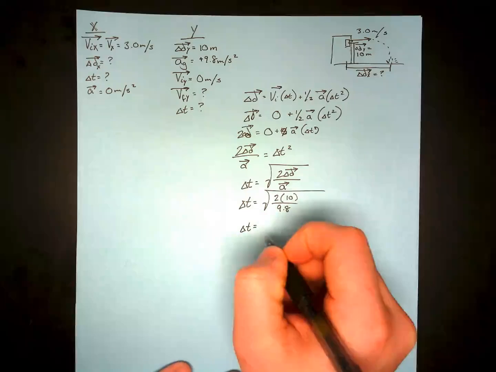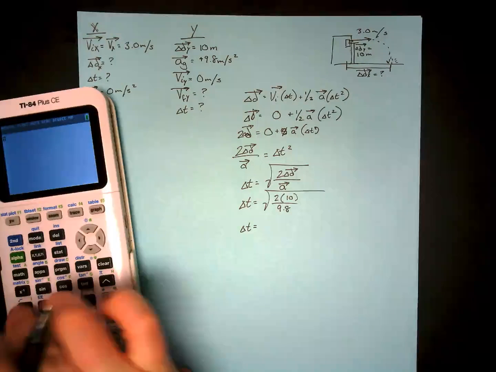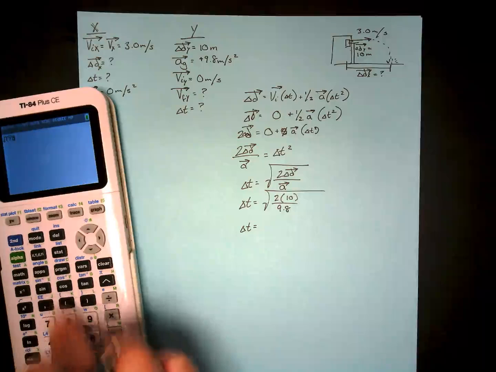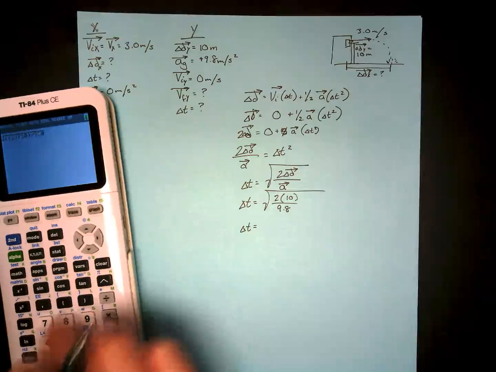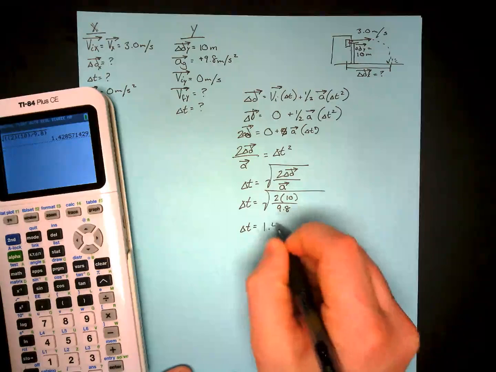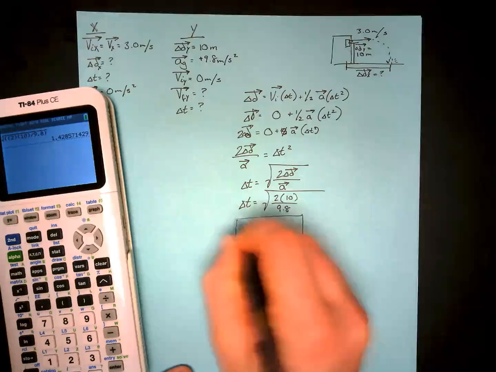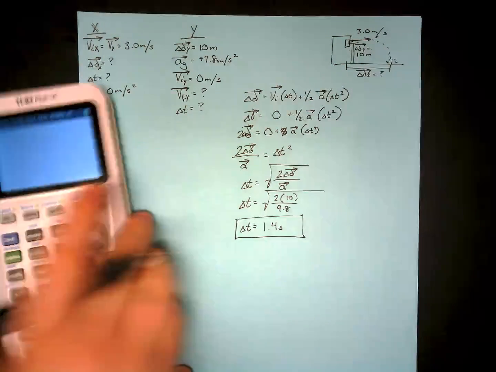Okay, so the time that this thing was falling outside of the window is going to be the square root of 2 times 10 all over 9.8. It looks like what we should get is 1.4 seconds for our answer. So this is going to fall out of that window for 1.4 seconds.